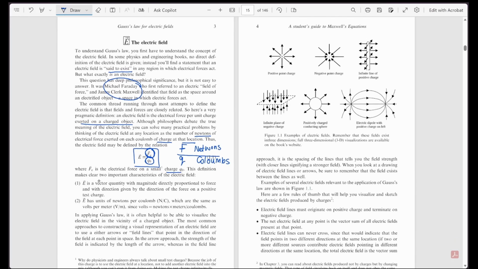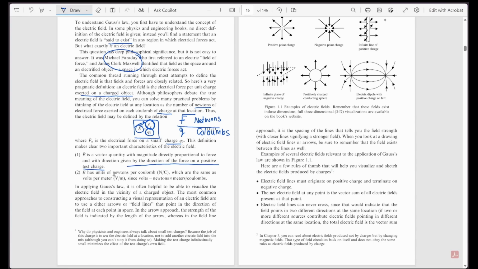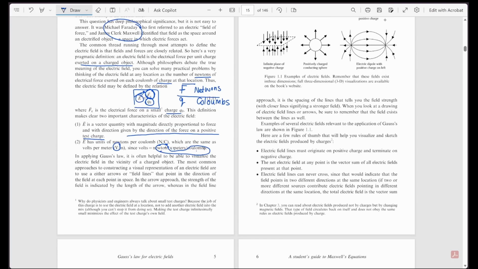This definition makes clear two important characteristics of the electric field. E is a vector quantity with magnitude directly proportional to force. So obviously it's directly proportional, and it's also a vector, so it has a direction. Its direction is given by the direction of the force on a positive test charge. Electric field has units of newtons per coulomb. It's visible in this equation, where force's unit is newtons and the charge's unit is coulombs. This is the same as volts per meter, because a volt is newtons times meters per coulomb, so dividing by meters gives newtons per coulomb, which is the unit of the electric field.